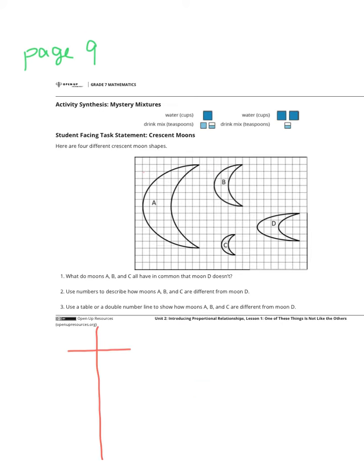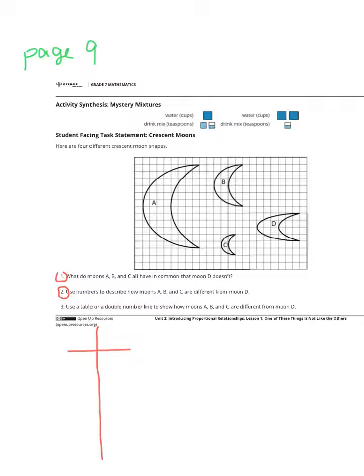All right, this next page has a nice little interesting question about these 4 different crescent moon shapes. First question says, what do moons A, B, and C all have in common that moon D doesn't? And what we notice is that D is kind of this strange shape, right? A, B, and C are really kind of scaled copies of each other, we think, although because they're curved, we don't really have a way to decide that. So question 2 asks us, use numbers to describe how moons A, B, and C are different from moon D.